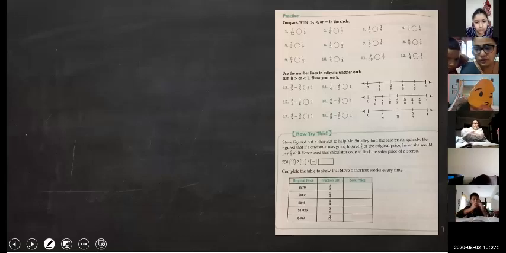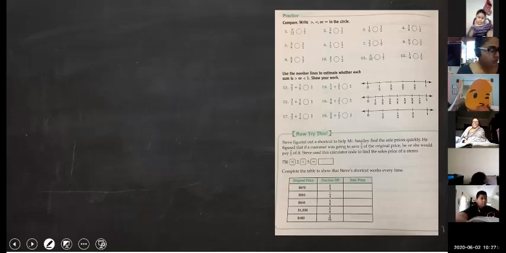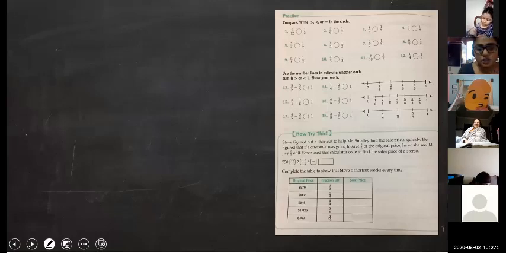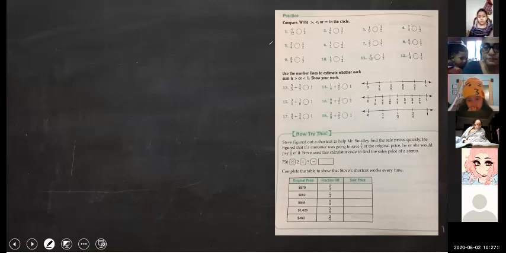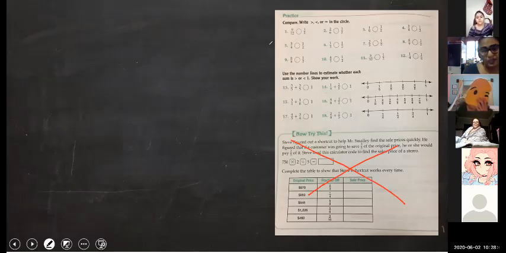Okay, let me tell you something. What page is this? Okay, look at this part. Don't do the "Now Try This" because you need to use a calculator. Don't do the "Now Try This." What page? This is on page 284. Don't do the "Now Try This" because you need to use a calculator. You don't have to do it. Okay, let's continue.